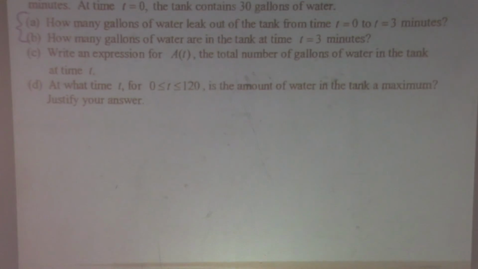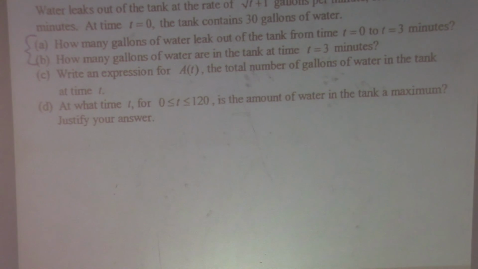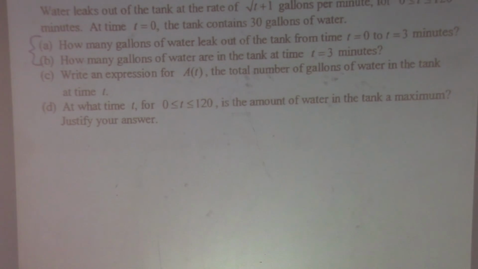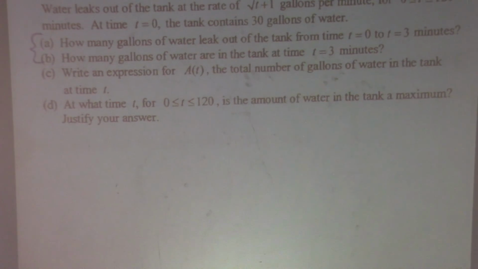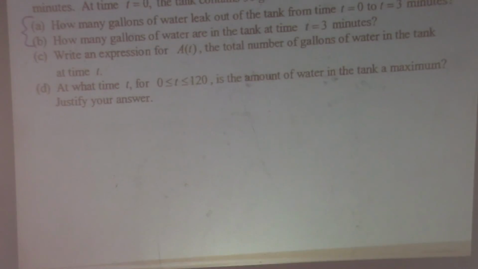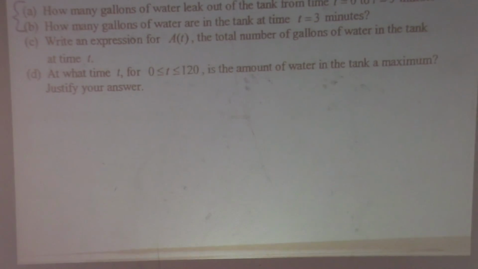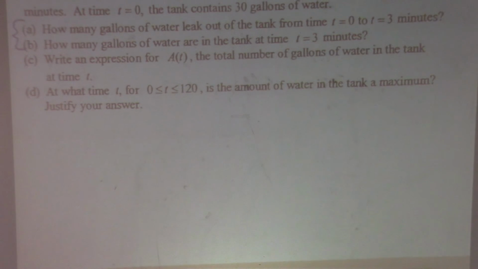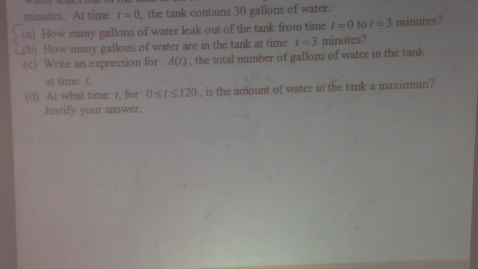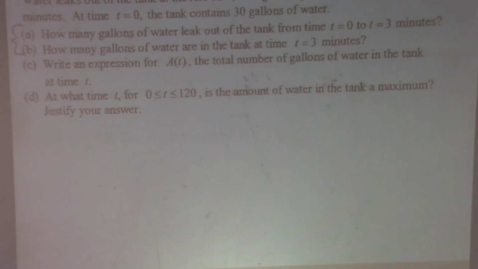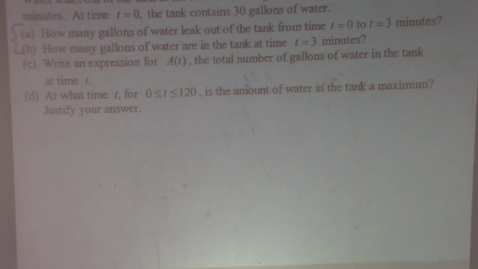Okay guys, we're going to start off looking at number 5, part C. Part A and B were on your homework, and we want to look at part C and introduce the concept of a dummy variable. So part C says write an expression for A of t, the total number of gallons of water in the tank at time t.